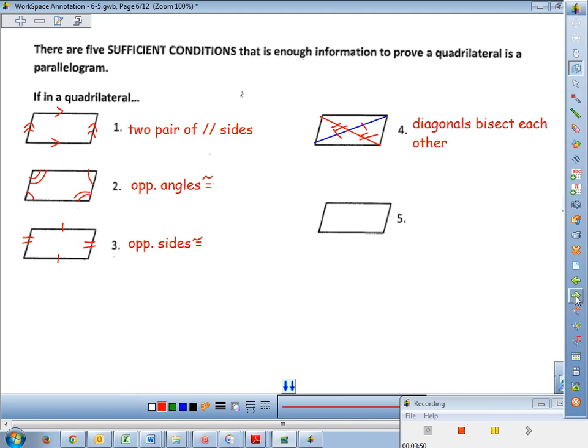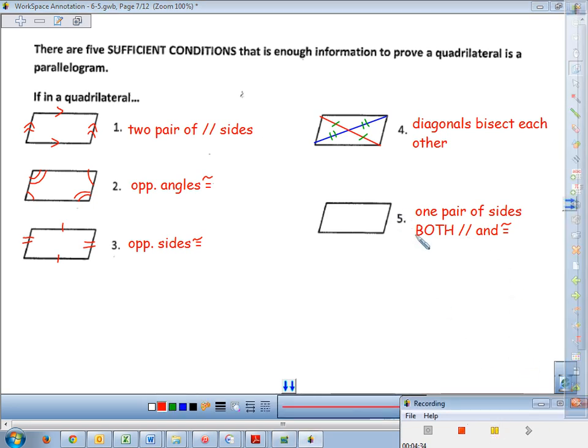Here's the 5th way. If you have one pair of sides that are both parallel and congruent to each other, what's the magic word? Both. One pair of sides, both parallel and congruent, is the 5th way. The magic word is both. So let me draw you some stuff, see if you feel that it satisfies or does not satisfy. Obviously, you have to have a set of parallel sides, right? So I got to have that. And you got to have a set of congruent sides.